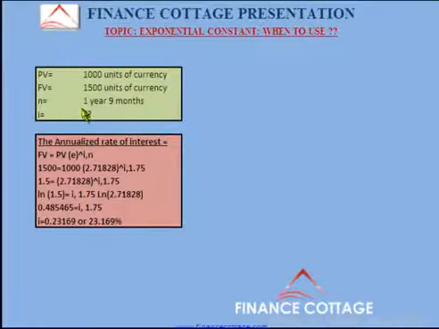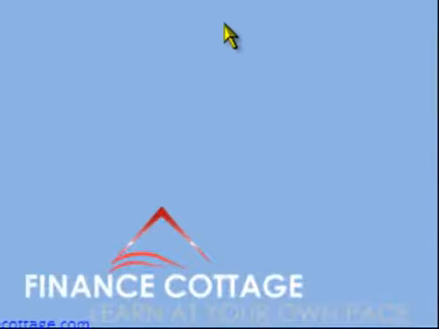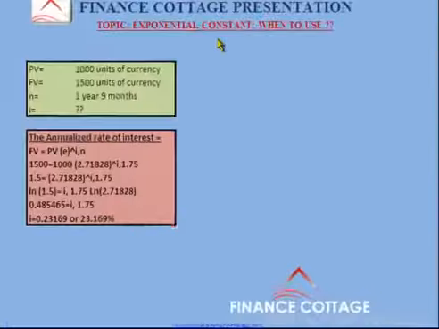So this is a very simple use of concept of exponential constant, where we want to calculate the annualized rate of interest for a given present value and future value and duration of 1 year and some months or some weeks or so on. So you can use the concept, or the value of exponential constant, to calculate the annualized interest rate. So this is all about the explanation of exponential constant and its use.